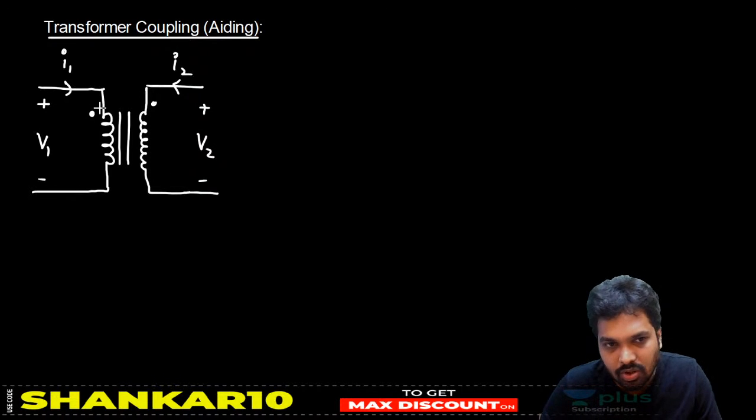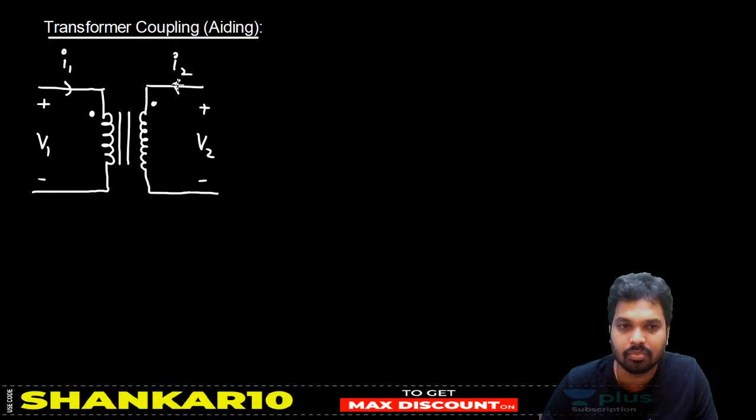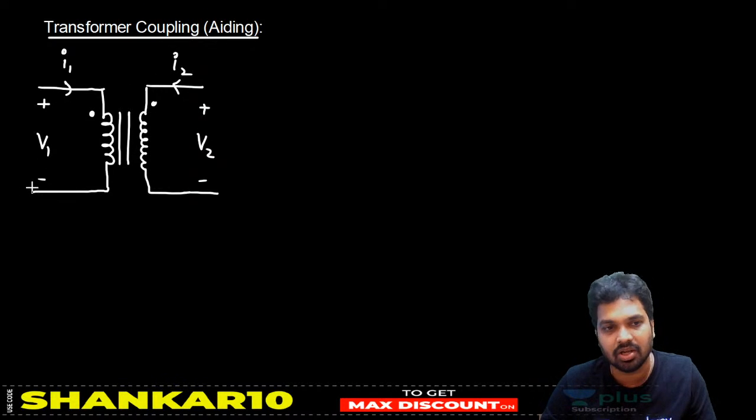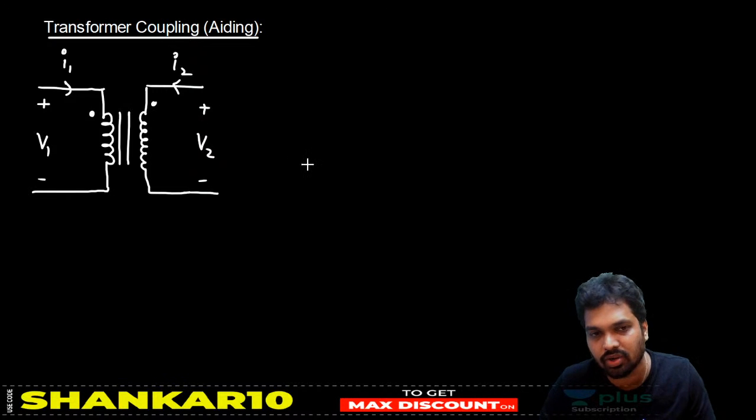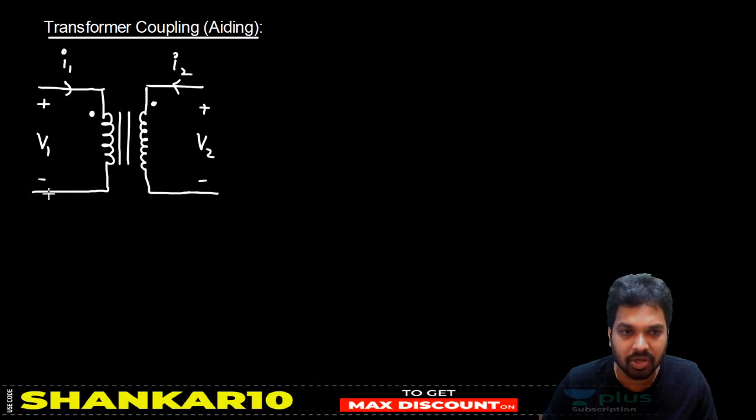Originally in a transformer, on one side the dot current will enter and on the other coil, on the other side, it will leave. Primary entering, secondary leaving, because on the primary we connect the source, on the secondary we connect the load. That is true. So now please listen here. It is an aiding connection.